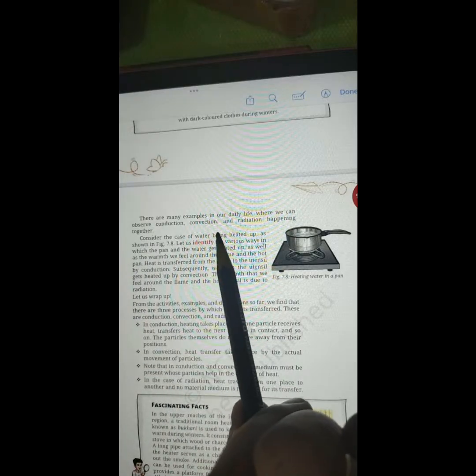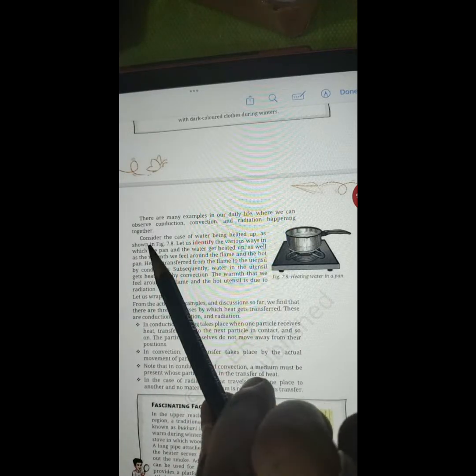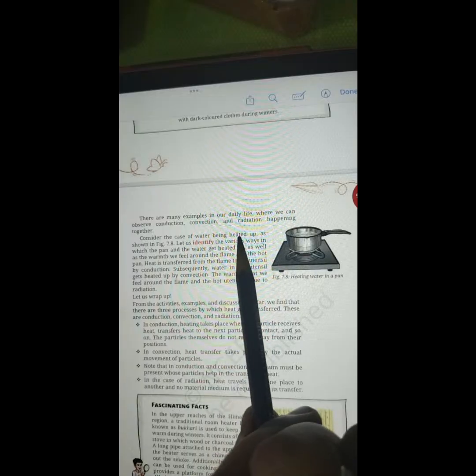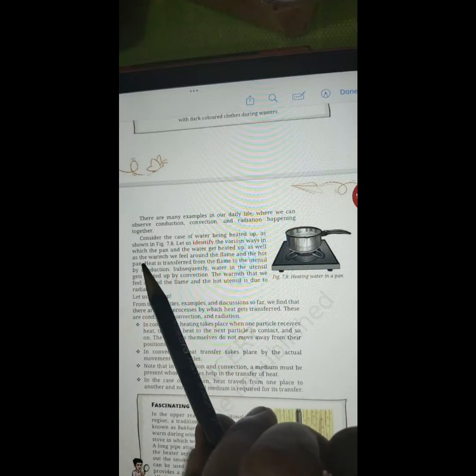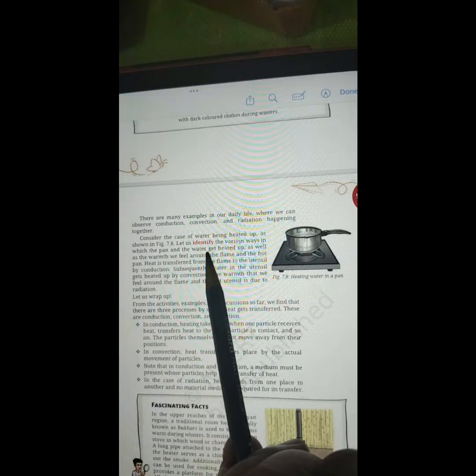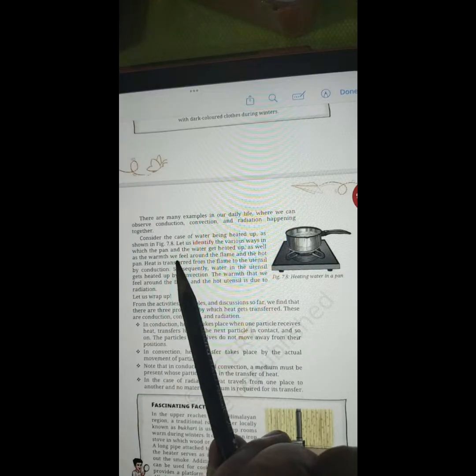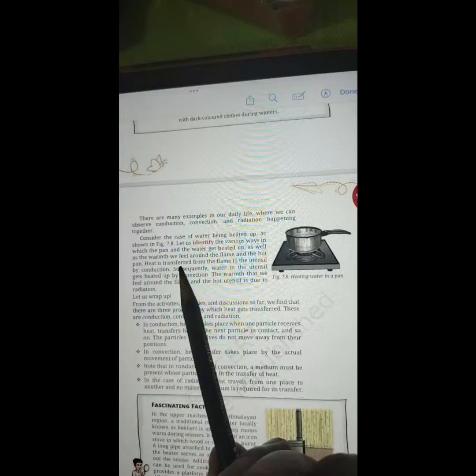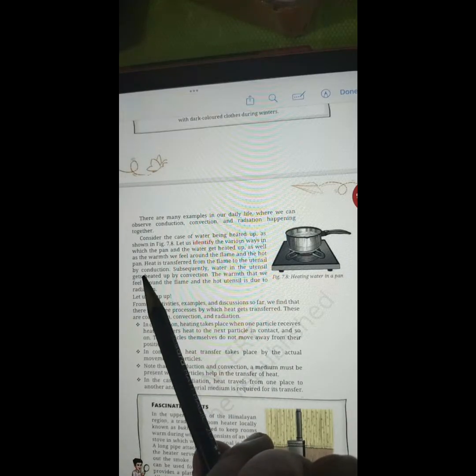There are many examples in our daily life where we can observe conduction, convection, and radiation happening together. Consider the case of water being heated up as shown in figure 7.8. Let us identify the various ways in which the pan and the water get heated up, as well as the warmth we feel around the flame and the hot pan.